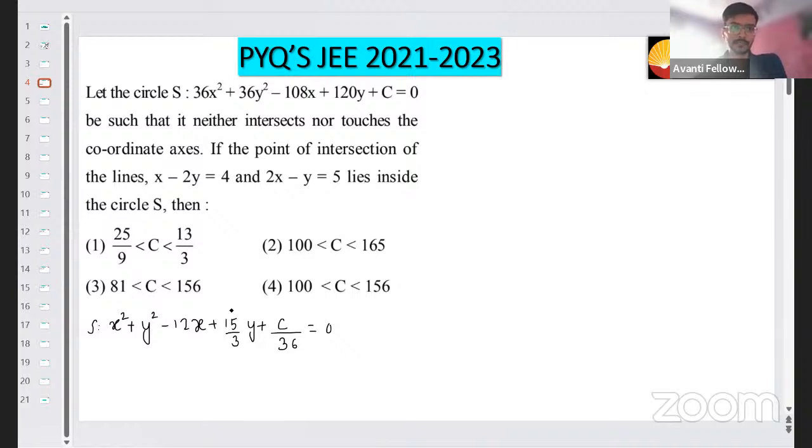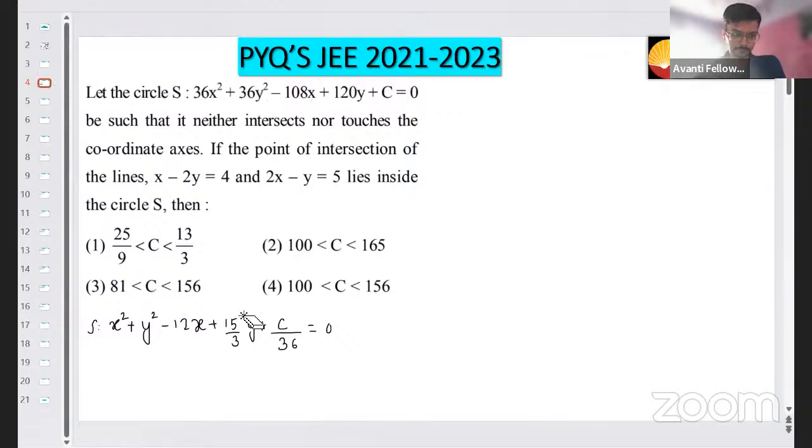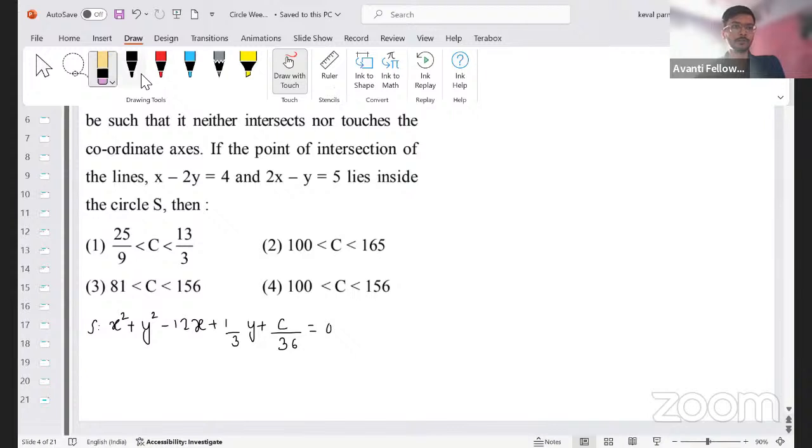18, 60, 9, 30, 6, 50. Is it correct? 120 by 36. 4 direct, 4 9s are 36. 3 3s are 9. 10 by 3 it is. So let me rub it out. 10 by 3. Yeah. So it is 10 by 3.